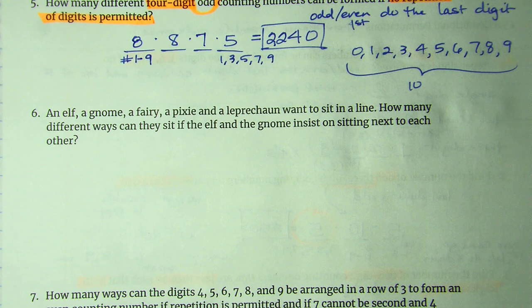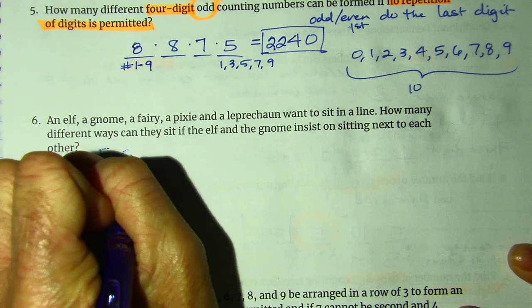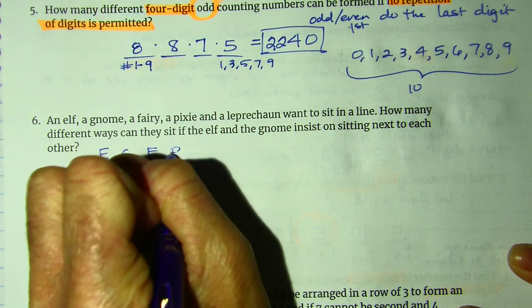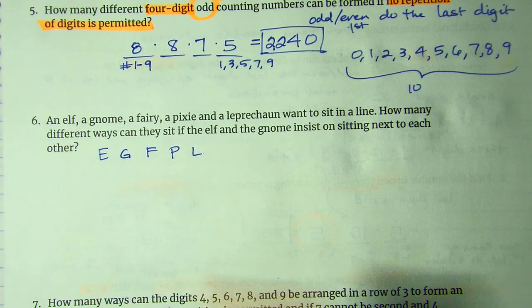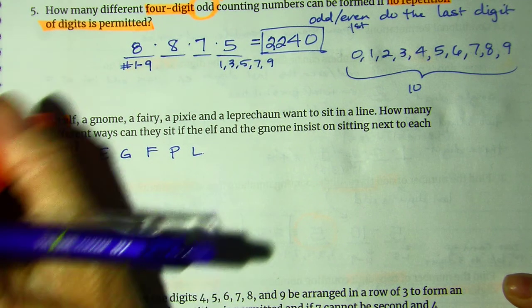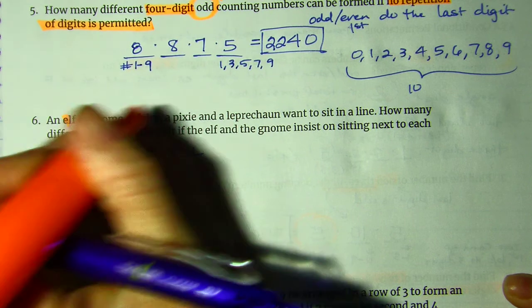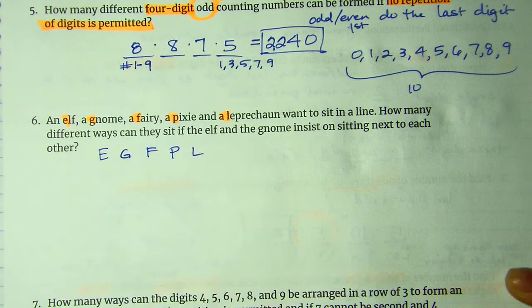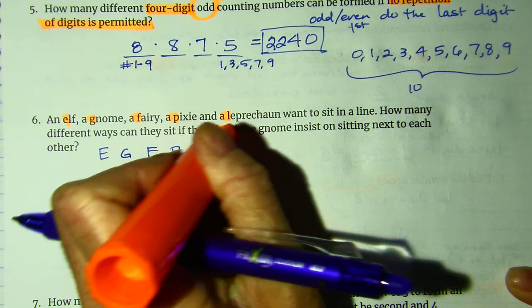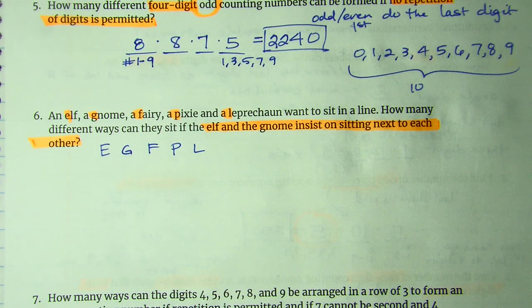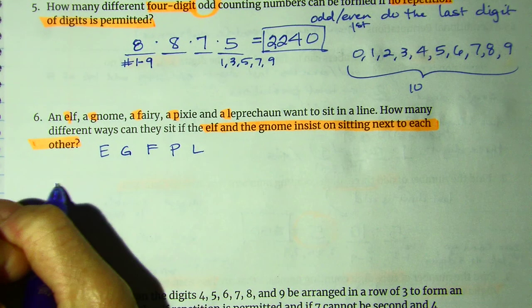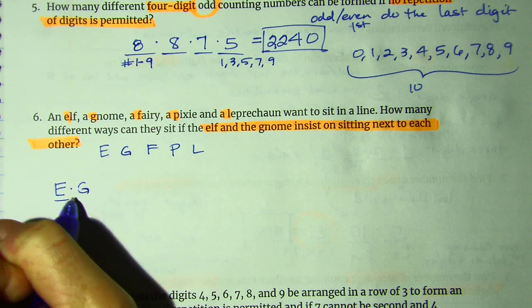An elf, a gnome, a fairy, a pixie, and a leprechaun want to sit in a line. How many different ways can they sit if, so notice I only use the E, the G, the F, the P, the L. How many ways can they sit if the elf and the gnome insist on sitting next to each other? Okay, so let's say the elf and the gnome sit first.